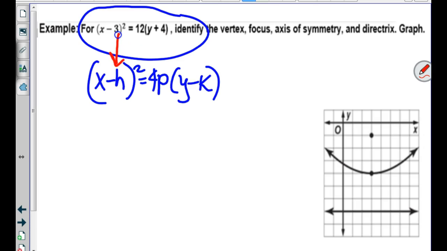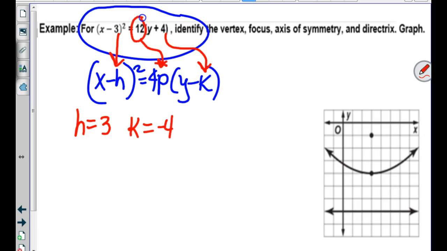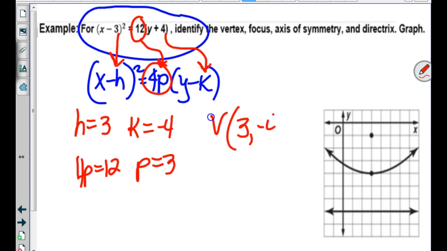The h is 3. The k is, be careful, -4. And if 12 is equal to 4p, then p is... Now, you should be able to do everything that it says on the reference sheet, but let me go through that conceptually with you. The vertex is now 3, -4. So I go over 3, down 4, and there's my vertex.